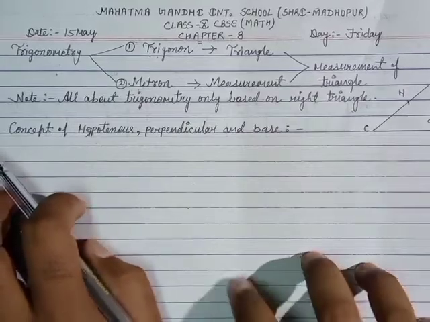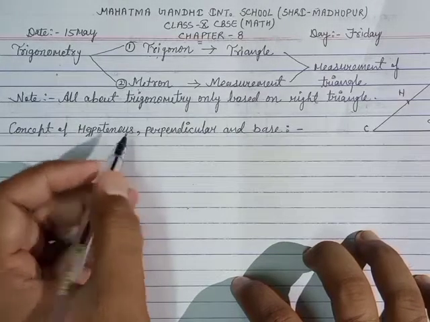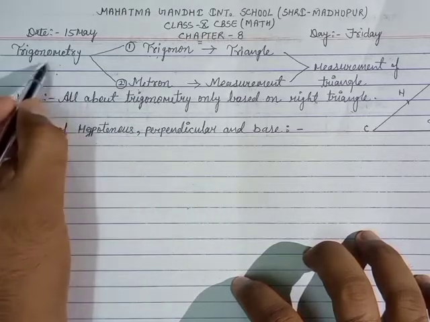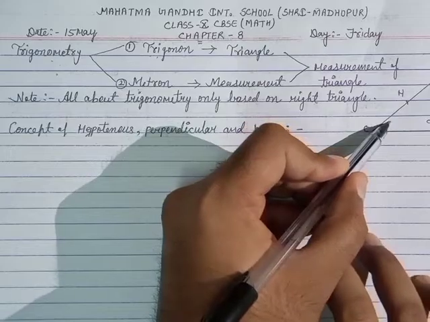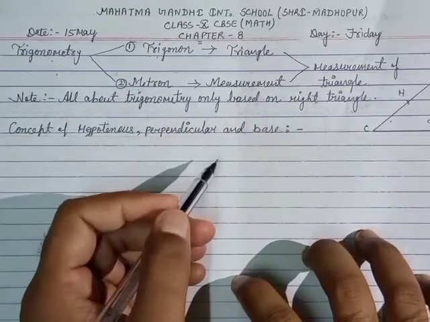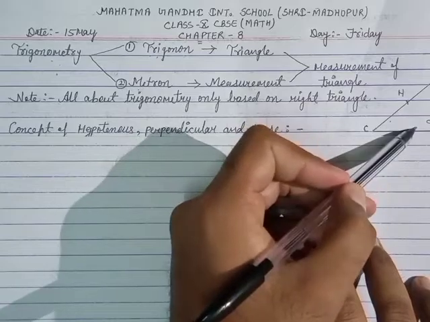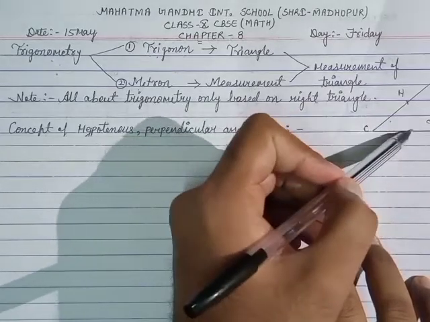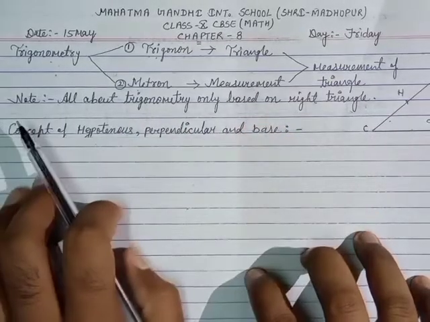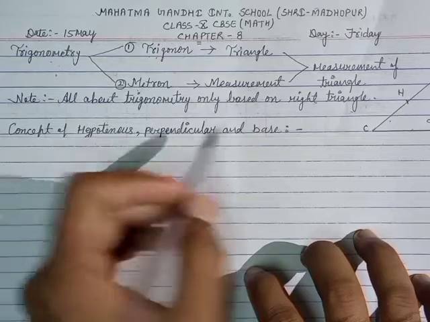Let me tell you, everything we will be talking about is made only on right triangles. That means trigonometry is always based on the right angle triangle. Now in a right angle triangle, there are the hypotenuse and the other two sides. Most of the time we know them as the perpendicular and the base. So first of all we will try to clear the concept of hypotenuse, perpendicular and base.